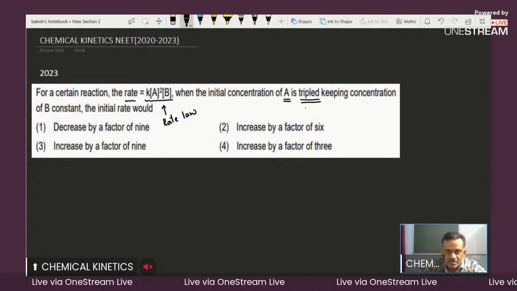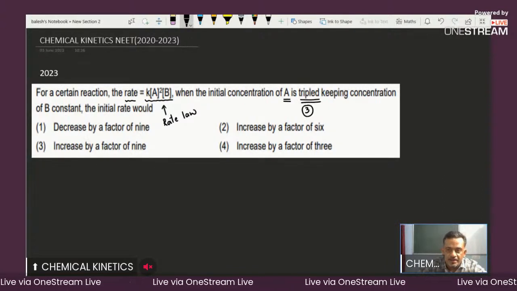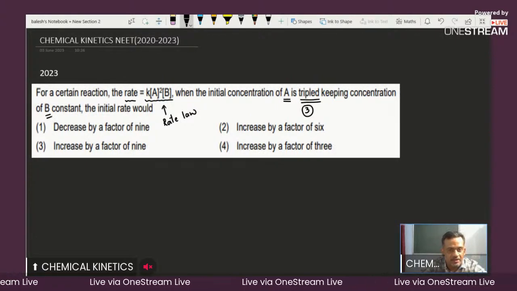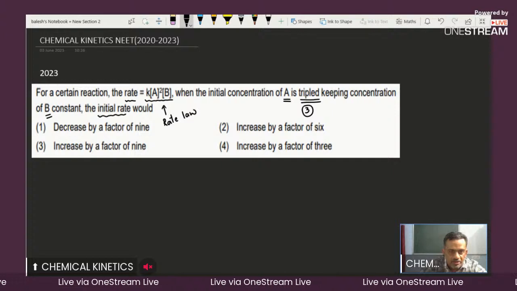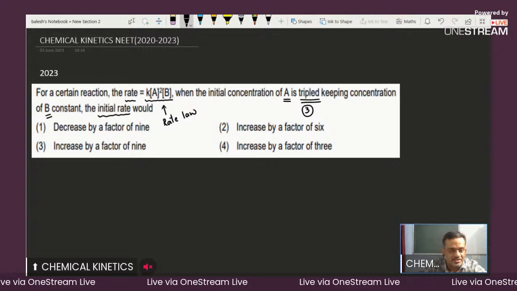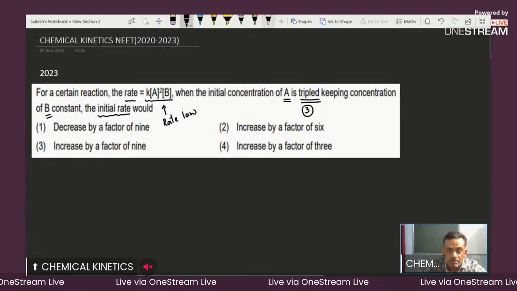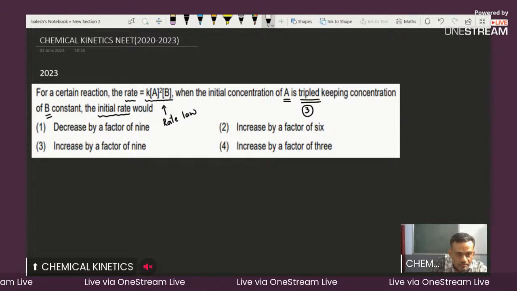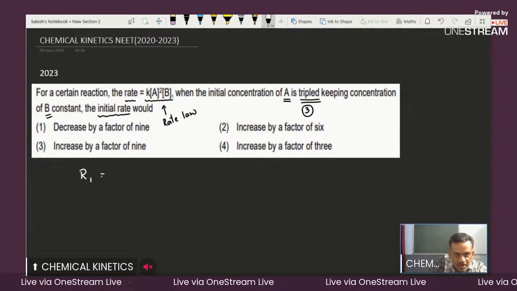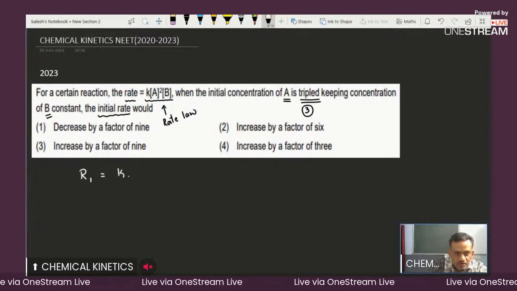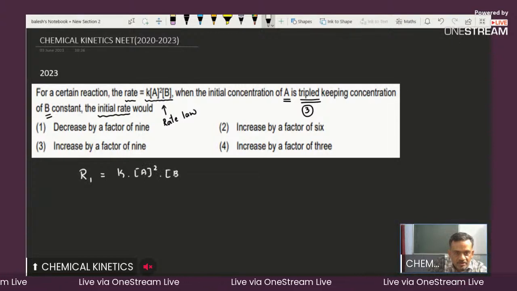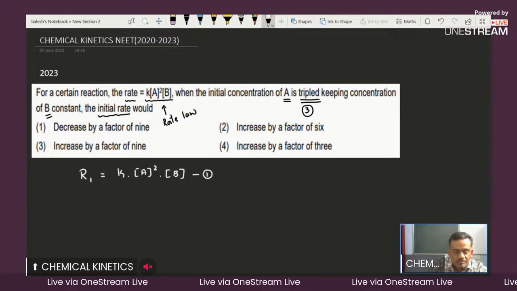tripled, that means it is increased three times, keeping the concentration of B constant. So they haven't done any change with B. Now what would happen to the initial rate? That is the question. A is increased three times, B is kept as it is. So let us consider the initial rate to be R1. R1 is equal to K into A square into B. This is the equation they have given, and I'll take it as equation number 1.